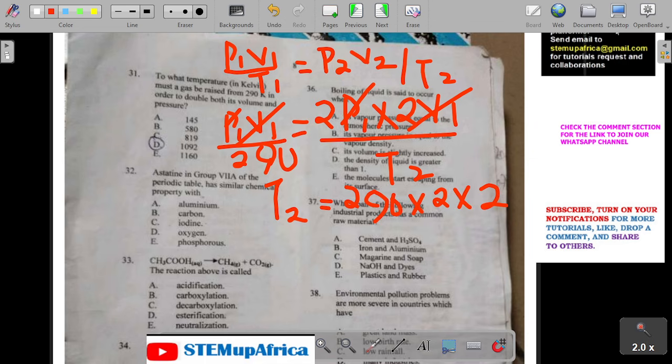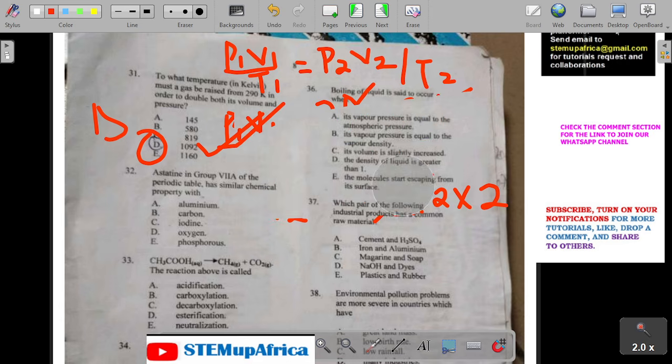So I multiply from my end, that will give me 1160, which is option D. Option D.